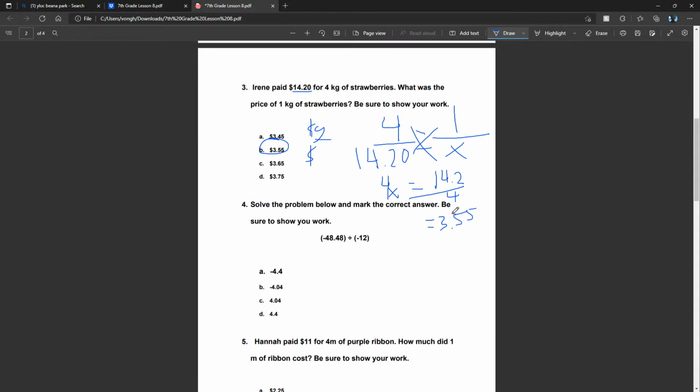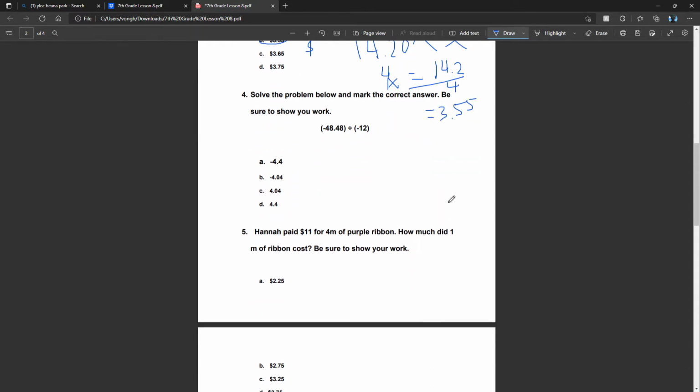Solve the problem below and mark the correct answer. Be sure to show your work. Here we get negative 48.48 divided by negative 12. And so you know that when you're dividing a negative by a negative, it'll equal positive. So then you just divide it.